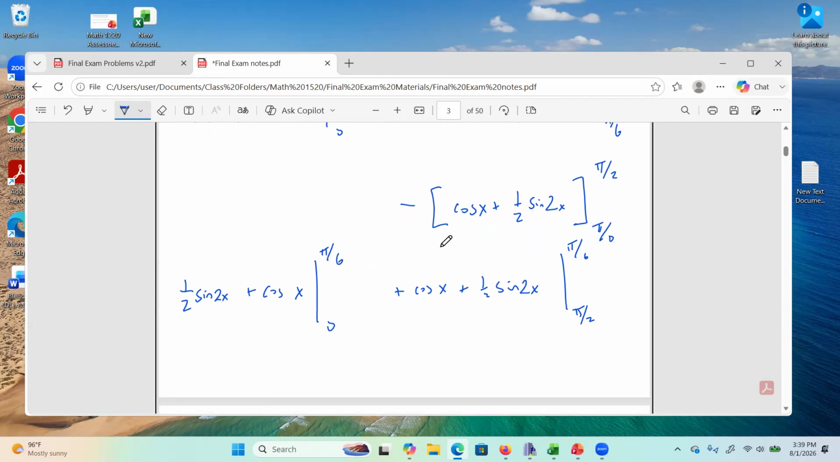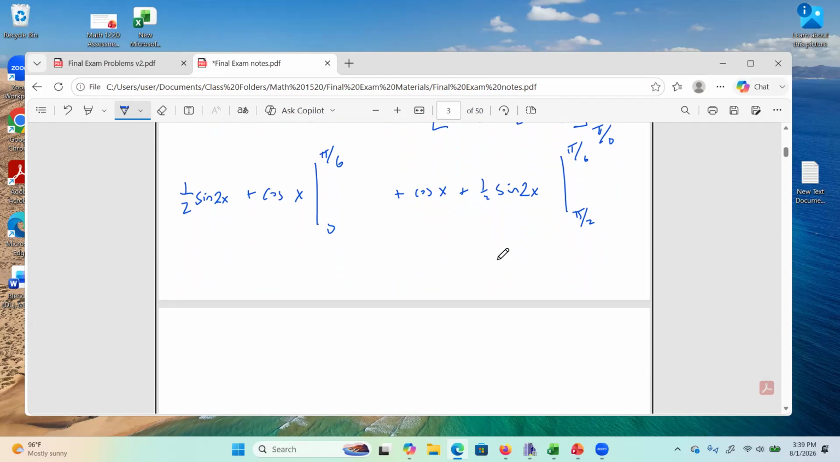Now the fun part begins because we have to deal with the fact that we have arithmetic. We have 1/2, 2 times pi over 6 is going to be pi over 3. So we have 1/2 sine pi over 3 plus cosine pi over 6 minus 1/2 sine of 0, because we're looking at the 0, plus cosine of 0. And that's all minus here. This is all region number 1, area 1. Plus, and then I have to deal with area number 2 here. We'll do that in a minute.